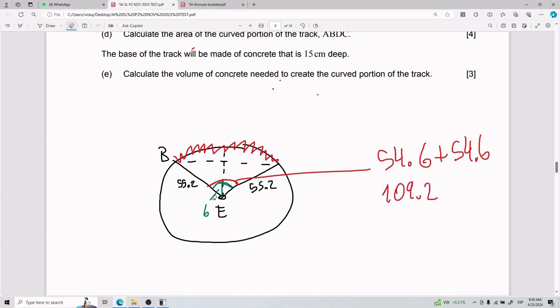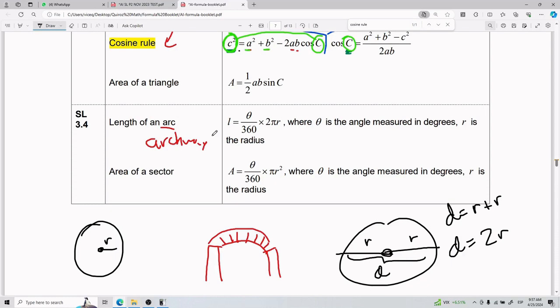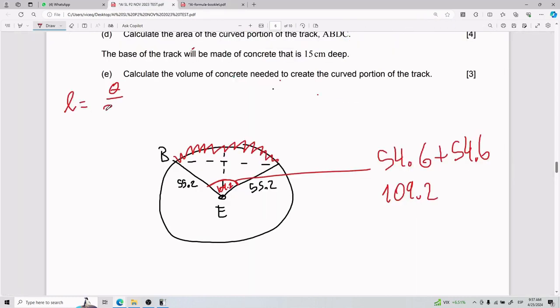Okay, now we're getting somewhere. So now I can erase this stuff in green. This whole thing in red is 109.2, right? And so if this whole thing in red is 109.2, now I can plug in the length of an arc. So length of an arc we said was theta divided by 360 times 2 pi r. So from here you can plug in theta, which is going to be 109.2 divided by 360 times 2 times pi times r, which we said was this guy here, 55.2, right?